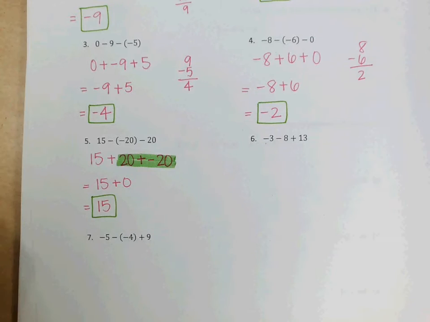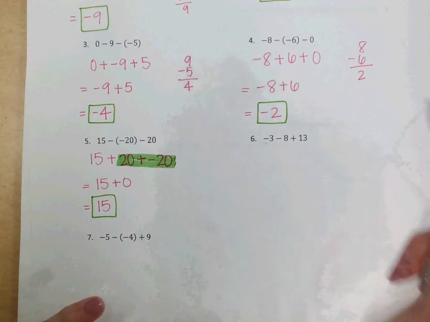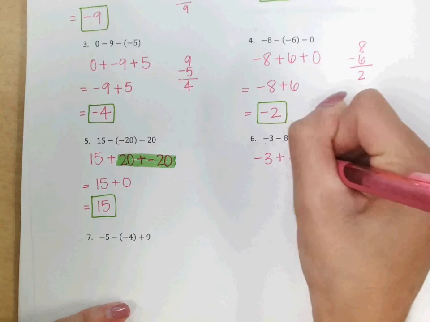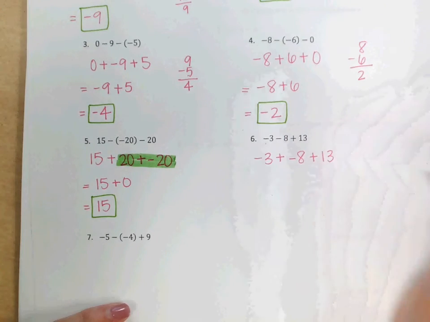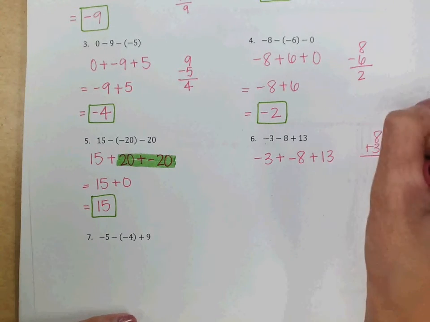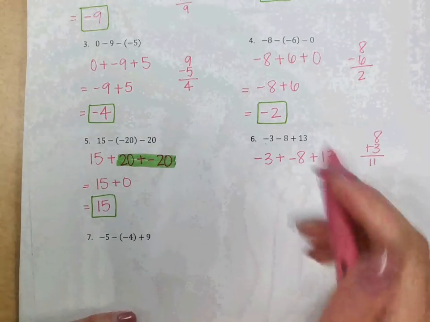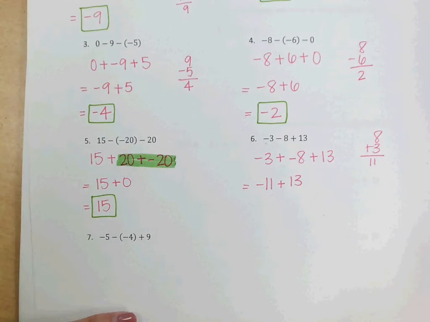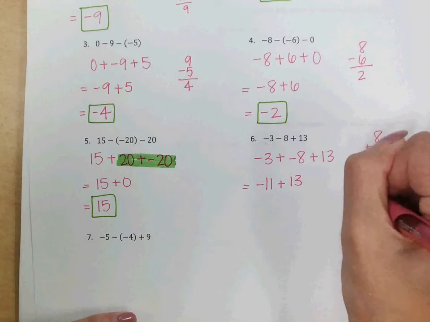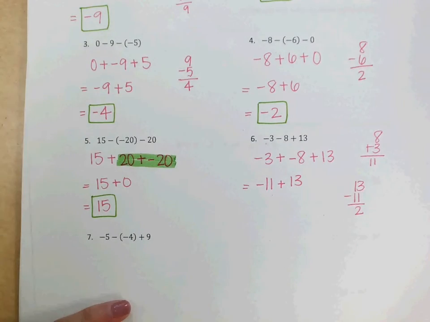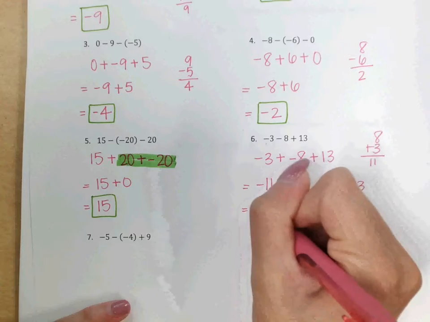Number 6 is a little different because there is an addition symbol in there. So for number 6, we only have to change the subtraction to adding the opposite. So negative 3 plus negative 8 plus 13. I see I have some friends. I'm going to add the 8 plus 3, which gives us 11. They're both negative, so it's negative 11 plus 13. They're at war, so we do bigger minus smaller, 13 minus 11, which gives us 2. And the bigger number is positive, so our answer is a positive 2.